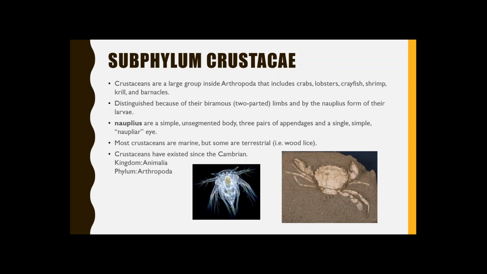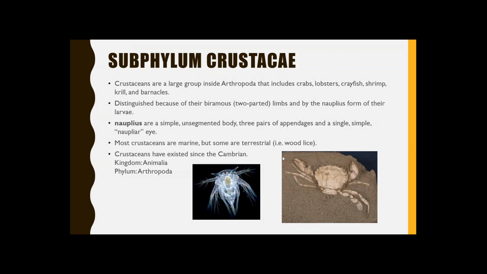So they're distinguished because of their two-parted limbs and their larvae, which are these here. So again, the larvae are going to be not as segmented, and they're going to have these 6 appendages here, right?